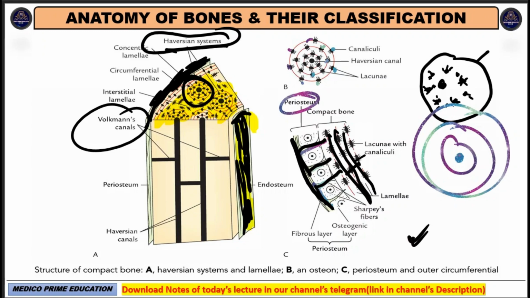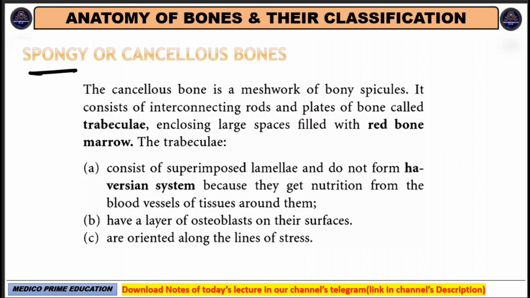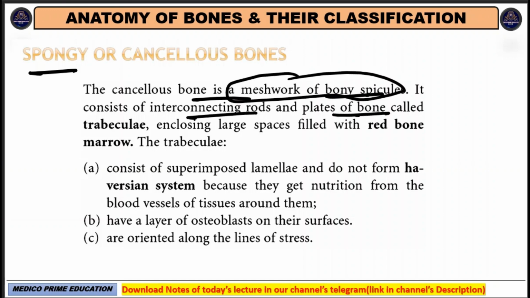Okay. Now next, the spongy or cancellous bone. The cancellous bone makes a framework of meshwork. This is a meshwork of bony spicules. It consists of interconnecting rods and plates of bone called trabeculae, including the large spaces filled with red bone marrow. Basically, it forms red bone marrow and yellow bone marrow.